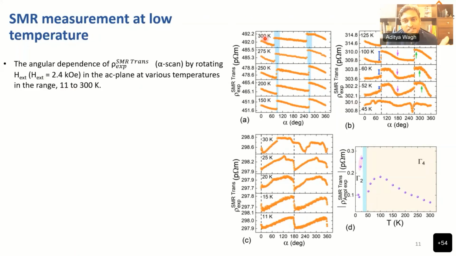You can see here that at 300 Kelvin, the data looked like this, and it had some hysteresis. It's only one of the scans shown here. But as you go to lower and lower temperature, down to, say, 150, we can see that the hysteresis is decreasing.